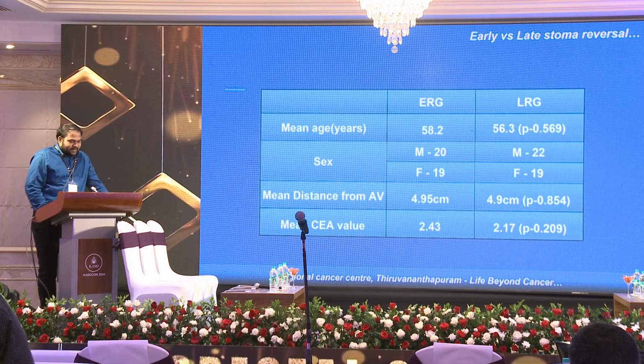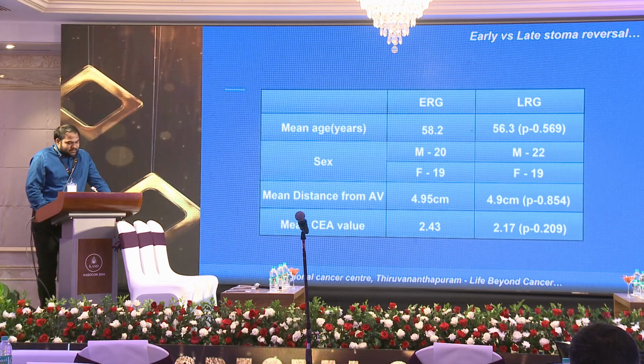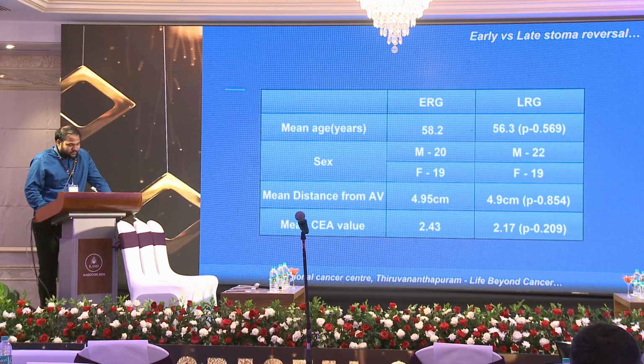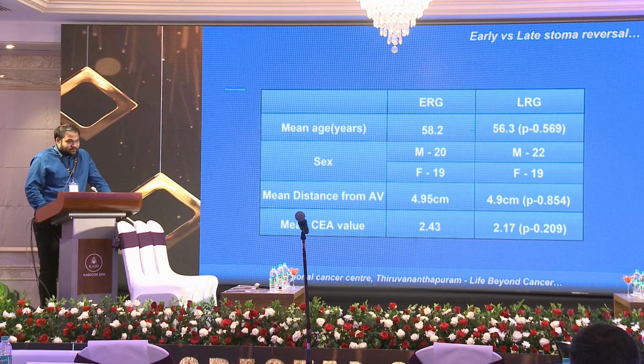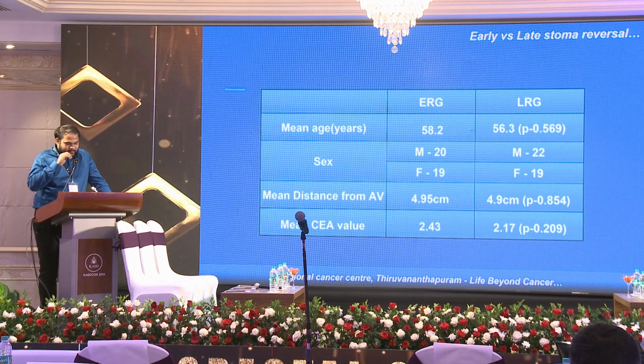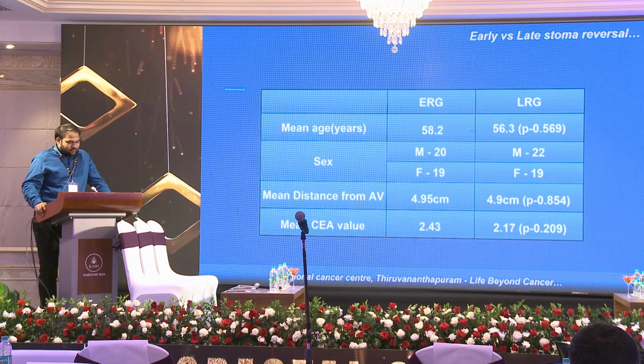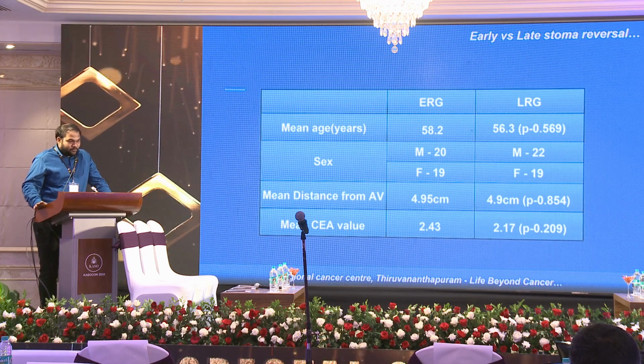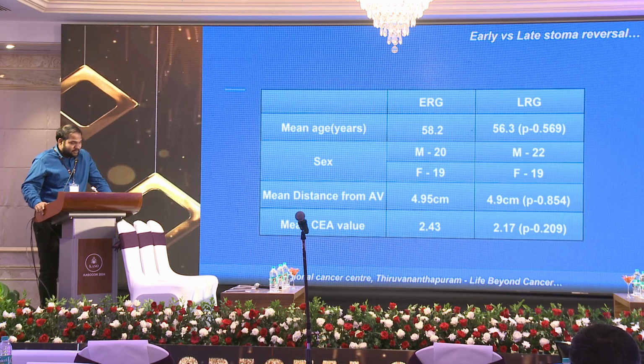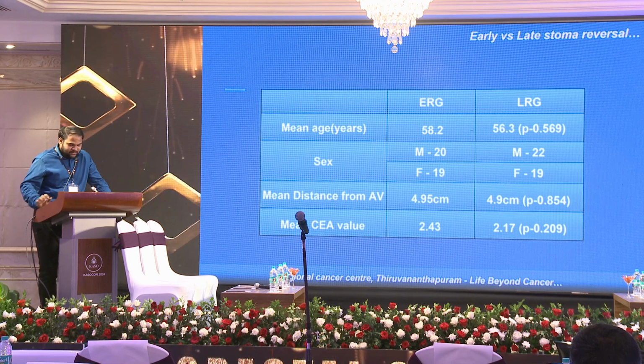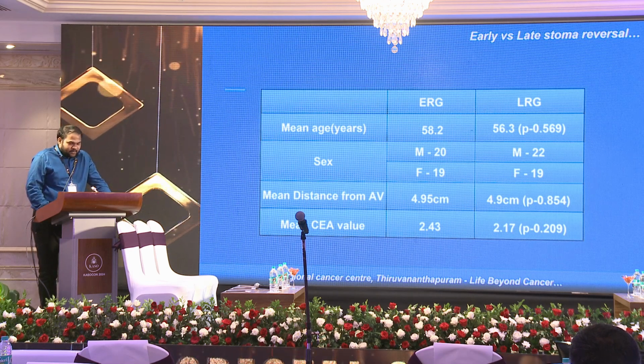So if we see the data between the 2 groups, early versus late, mean age was comparable. Sex between male and female in both groups was comparable. Mean distance from the anal verge was also comparable, with 4.95 and 4.9 centimeters, and mean CEA value after primary surgery was also comparable. Nothing was significant.